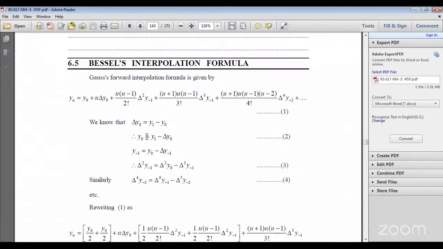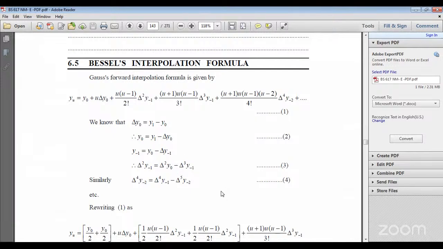So therefore, del y naught is equal to y1 minus y naught. Y naught is equal to y1 minus del y naught. Y minus 1 is equal to y naught plus del y minus 1. Automatically, del square y minus 1 is equal to del square y naught minus del cube.